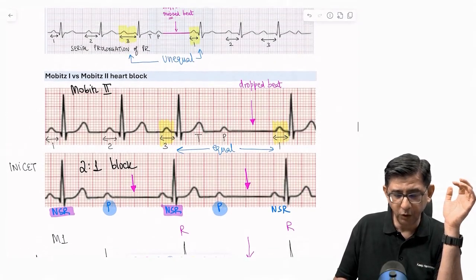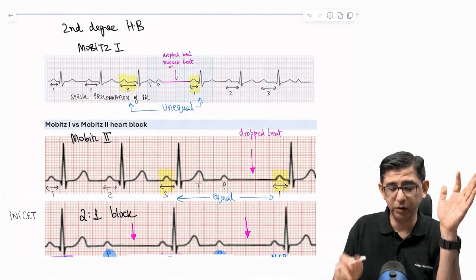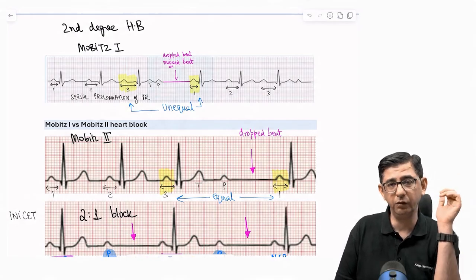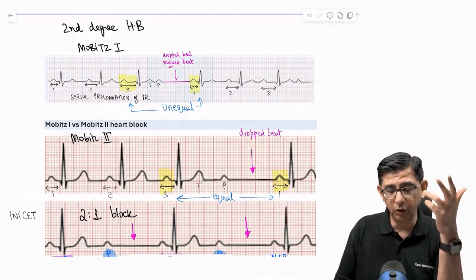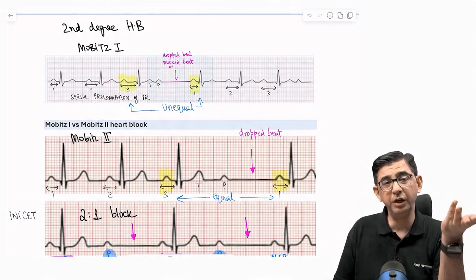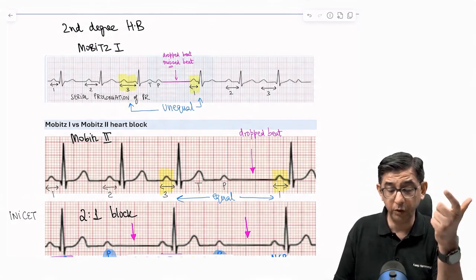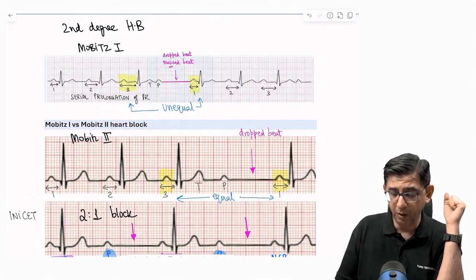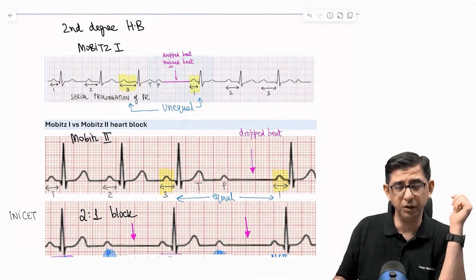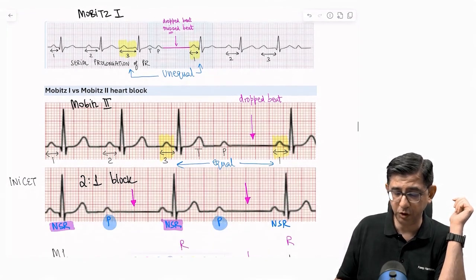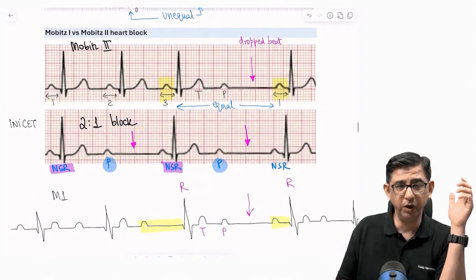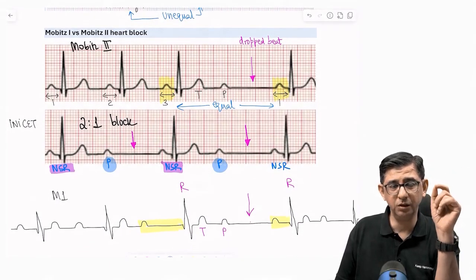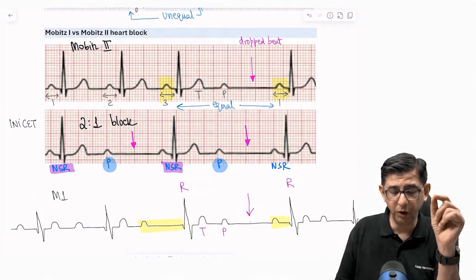And Mobitz 1, obviously, is a totally different league. Know that there's a prolongation of the PR interval happening in this patient. One of the causes of Mobitz 1 heart block can be beta blocker toxicity. Beta blocker overdosage can trigger development of Mobitz 1 heart block in a patient. But Mobitz 2 heart block is usually a complication after myocardial infarction. So is the 2:1 block. If you are an INI-CET aspirant, the maximum attention you need to give is to the 2:1 block component.